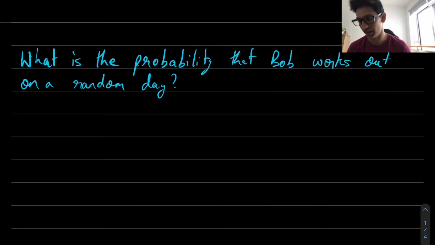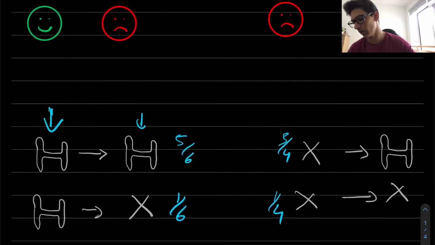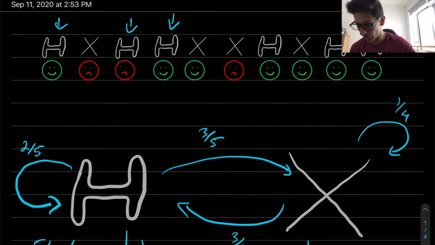What is the probability that Bob works out on a random day? So we just pick any random day in Bob's life, and what is the probability that he worked out on that day? The naive way to do this would just be to look at the data set we have and see, okay, there are 10 total days, and out of these he worked out on 6, so the probability must be 60%.